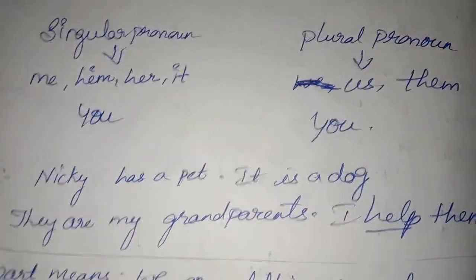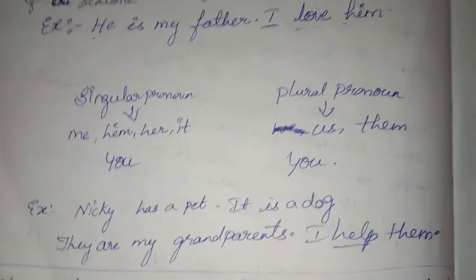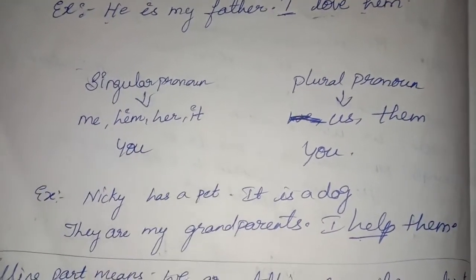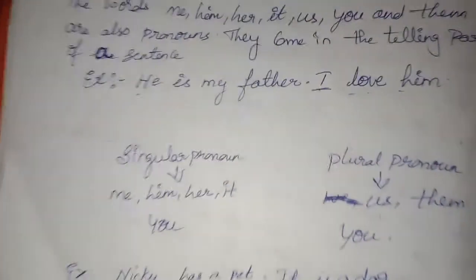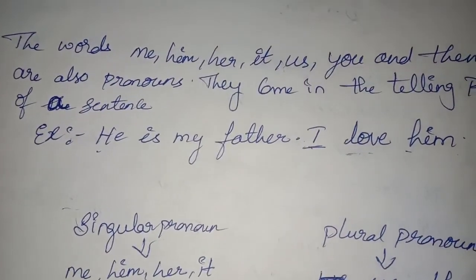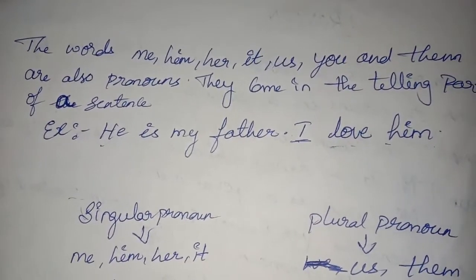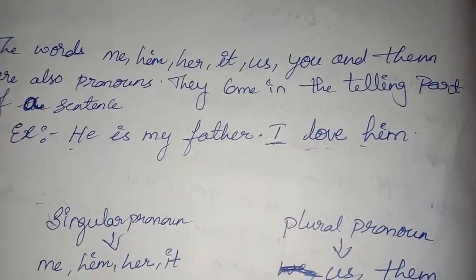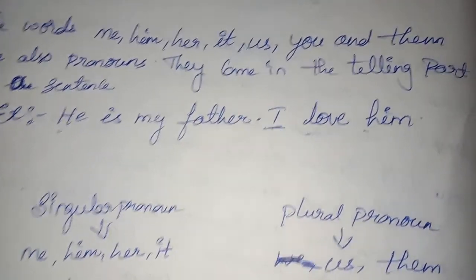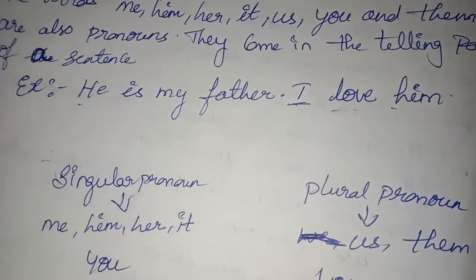Understood, children? Nikki has a pet. It is a good dog. They are my parents. I help them. These are the examples. See here once again. The words me, him, her, it, us, you and them are also pronouns. They come in the telling part of a sentence. Example, he is my father. I love him. Understood, children?